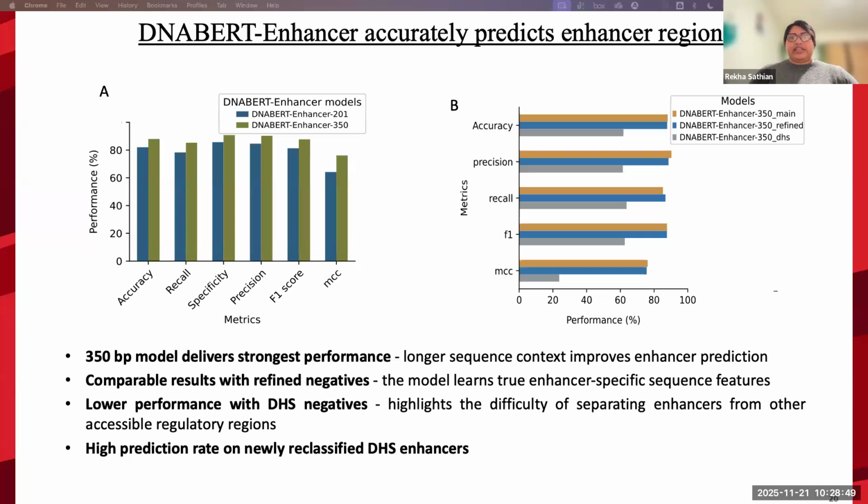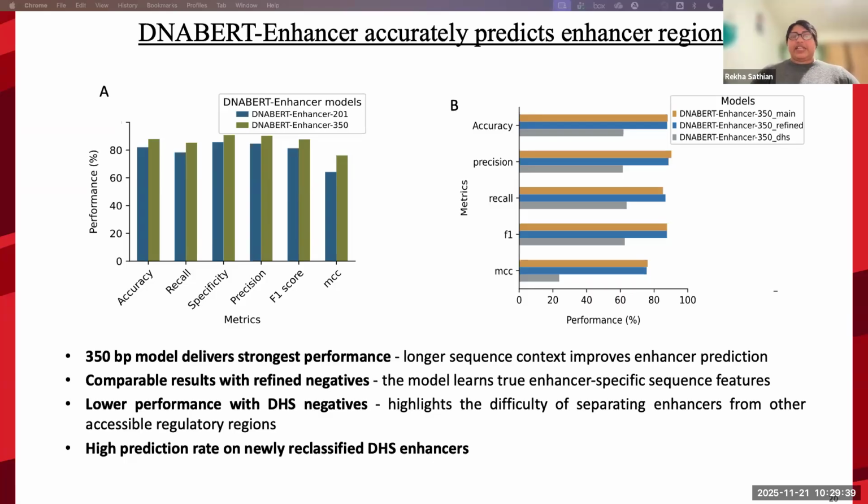We also wanted to understand how robust the model is to different choices of negative sets. So we trained two additional variants of our best model, which is the 350 base pair model. First, we created a refined model where the negative sequences were drawn from random genomic regions, but only excluding the high confidence enhancer set. This model, which we named DNABERT-Enhancer 350 refined, performed almost identical to the original one with an accuracy of 87.8%. And this suggests that the original model is not overly dependent on weak regulatory features in the background.